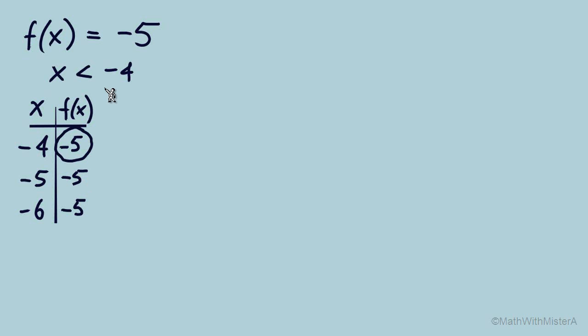I'm going to do one more thing just to help me be accurate with my graph. Just a little reminder that x equals negative 4 is not part of this graph. It's a boundary point, but our inequality symbol says less than negative 4, but not equals. So when I go to plot this point, I'll be sure that I use an open circle.